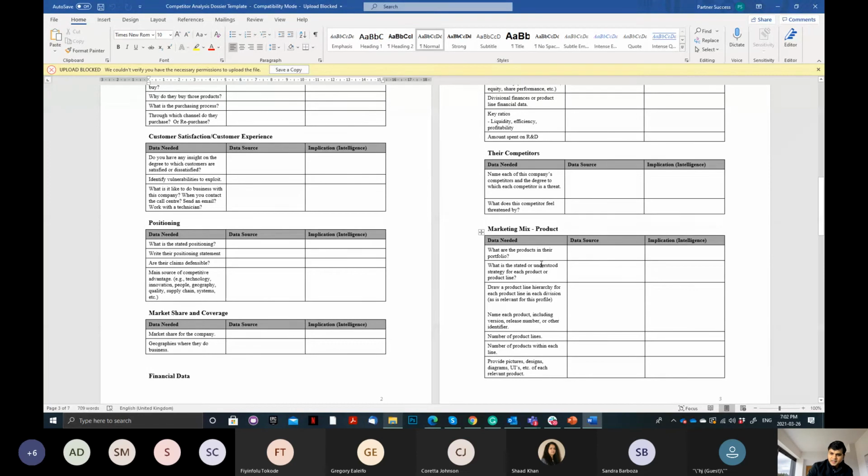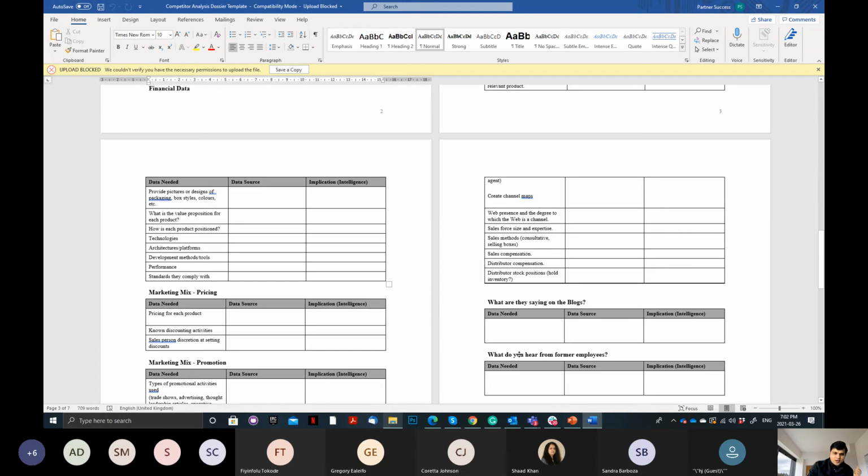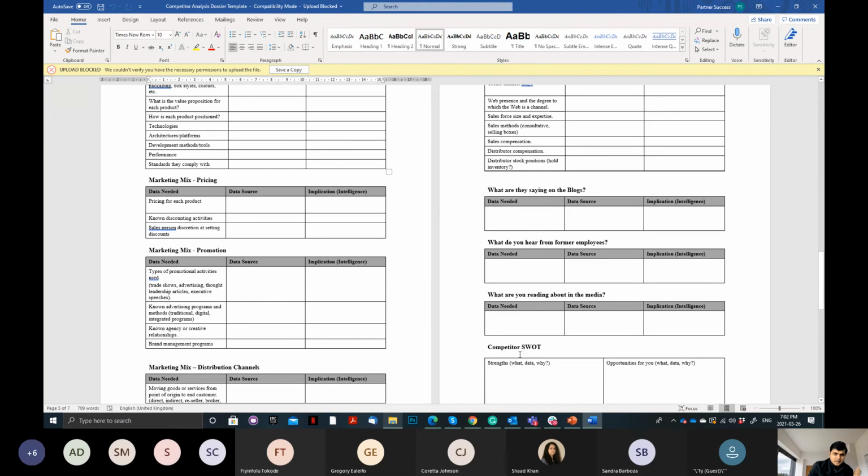So that's the marketing mix. There are some things that I wanted you to read through offline, which will help you develop your thought process. How do they price it? How do they promote it? How do they sell it?